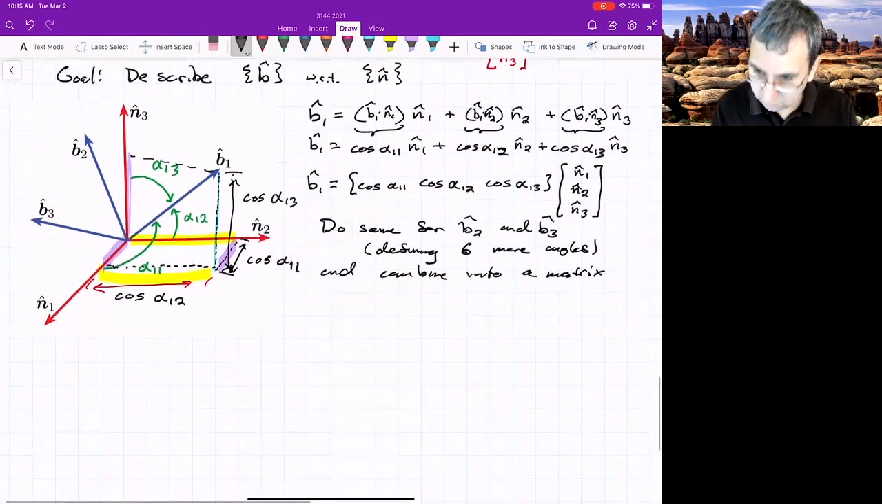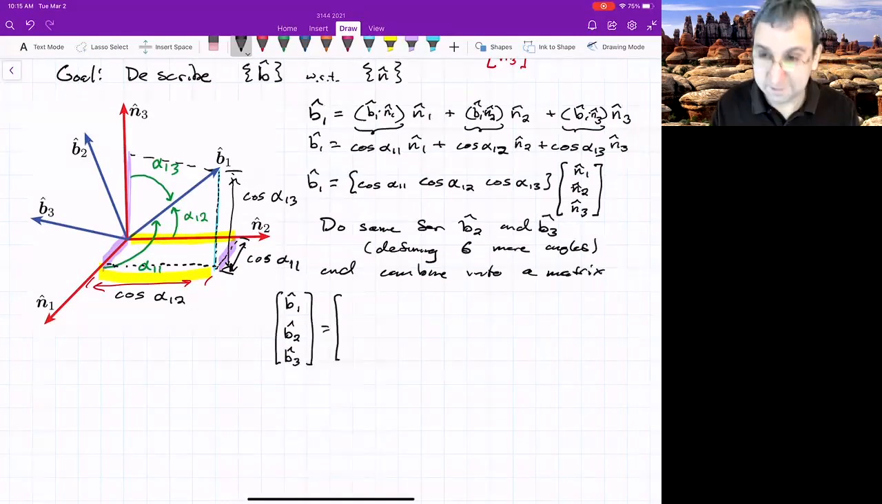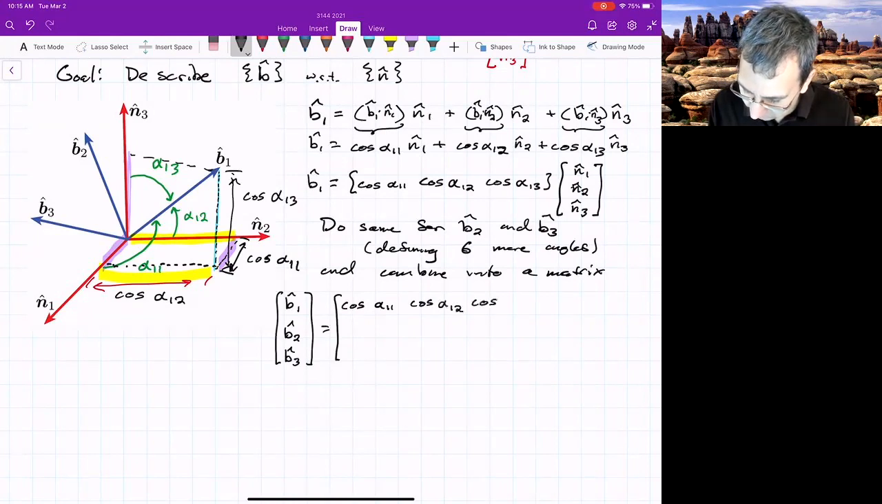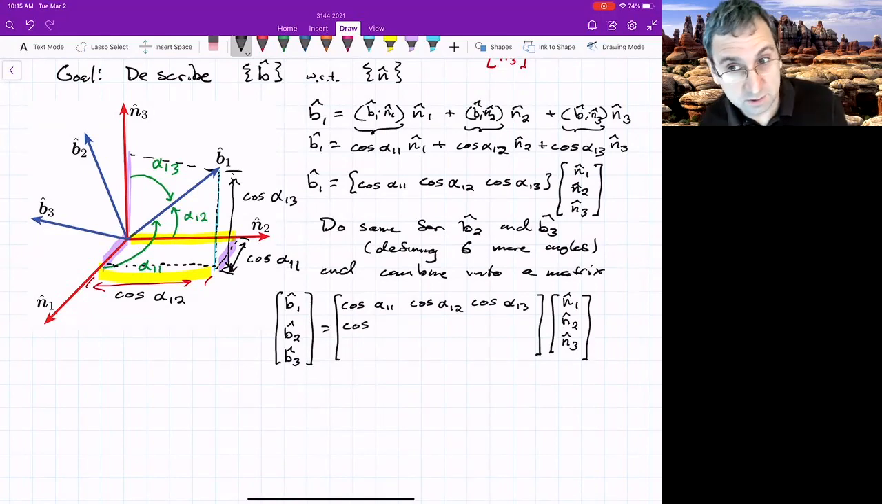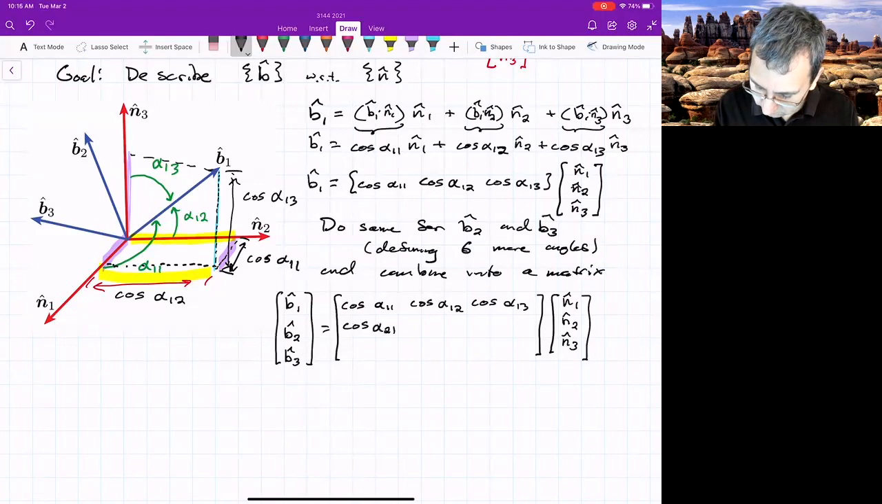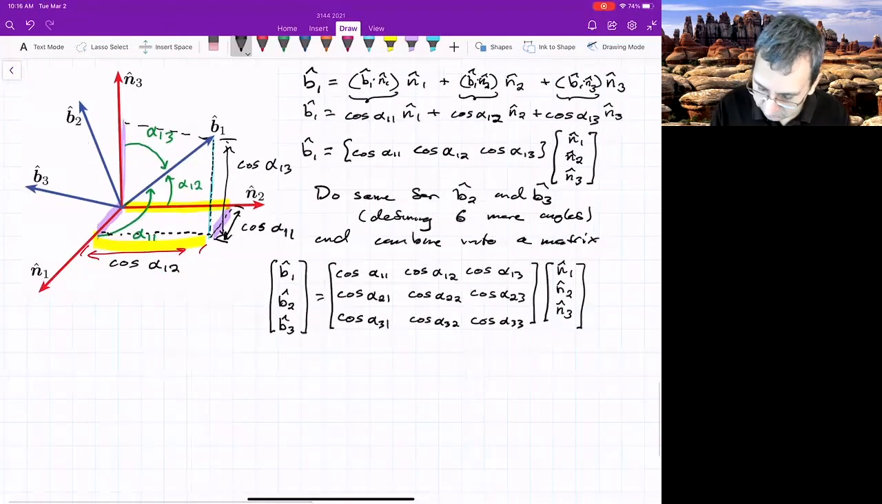Combine into a matrix. So we've got B1, B2, B3 equals. Now I'm going to do a big 3x3 matrix with a bunch of cosines in it. Cosine alpha 1,1. So the top row will be the same as we have up above. Cosine alpha 1,2, cosine alpha 1,3. And that's all multiplying N1, N2, N3. And then this is the second row. So the first number will be cosine alpha 2,1, cosine alpha 2,2, cosine alpha 2,3. And then the last row, the third row, cosine alpha 3,1, cosine alpha 3,2, cosine alpha 3,3. Lots of cosines.